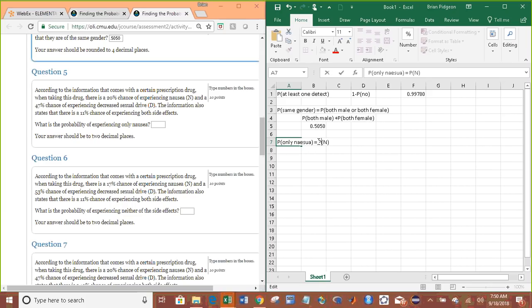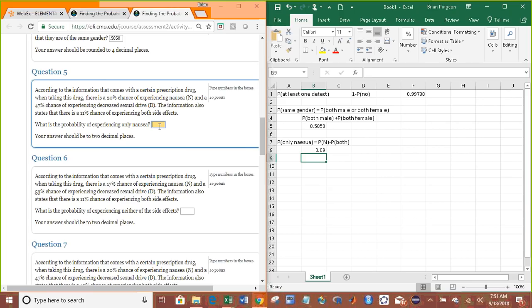So, if we want only nausea, that means we just have to subtract away the chance of also experiencing a decreased sexual drive, in addition, simultaneously experiencing nausea. So we take the probability of nausea and subtract away the probability of both. So that means the probability of experiencing nausea is 20% or 0.2, but we also have an 11% chance of experiencing a decreased sexual drive as well, but we don't want that included, so we subtract that away. So it's 0.09.